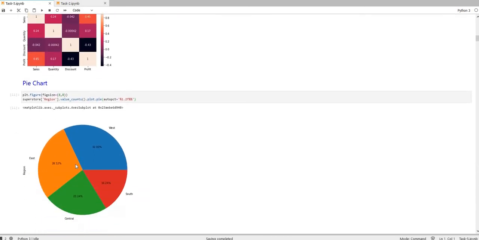Here is a pie chart of regions. 32% of cities and states are in the West region, 28.52% are in the East, 23.24% in Central, and 16.24% in the South.